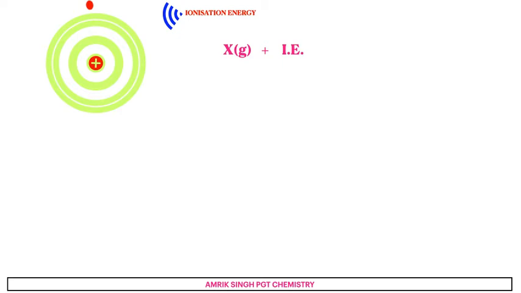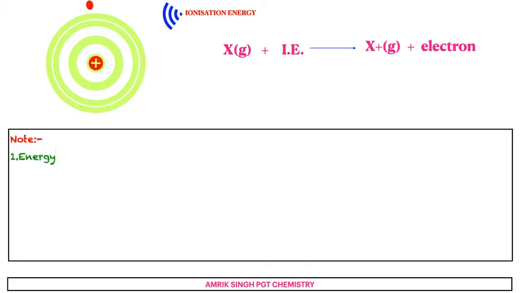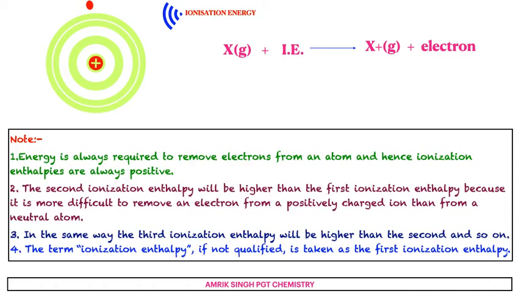Suppose I have X atom in gaseous state, isolated state, then I have provided the ionization energy, then X will be changed into cation in gaseous state, and one electron will be removed. Note, point number 1: energy is always required to remove the electron from an atom, and hence ionization enthalpies are always positive.